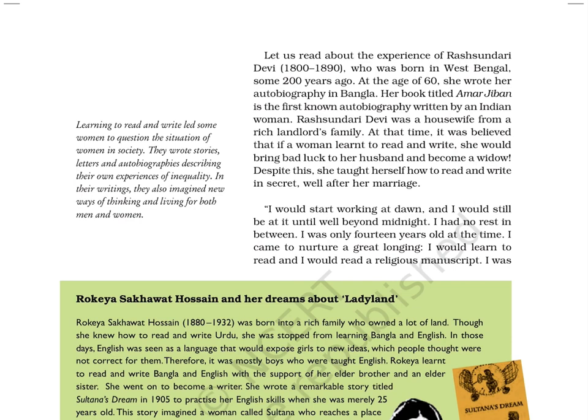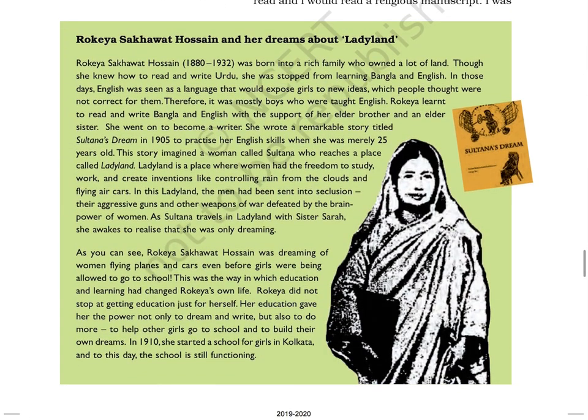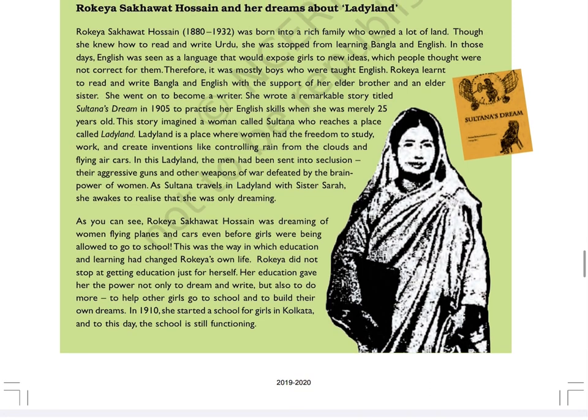Ruqayya Sakhawat Hussain and her dreams about Ladyland. In this box, a picture of Ruqayya Sakhawat Hussain is drawn, and also there is a picture of her book titled Sultana's Dream. Ruqayya Sakhawat Hussain, 1880 to 1932, was born into a rich family who owned a lot of land. Though she knew how to read and write Urdu, she was stopped from learning Bangla and English.